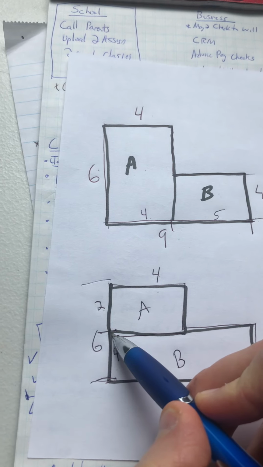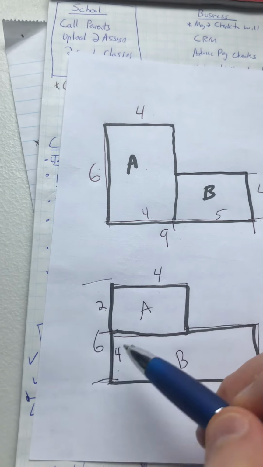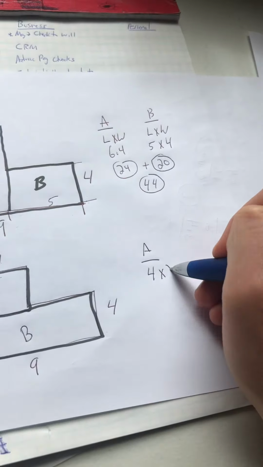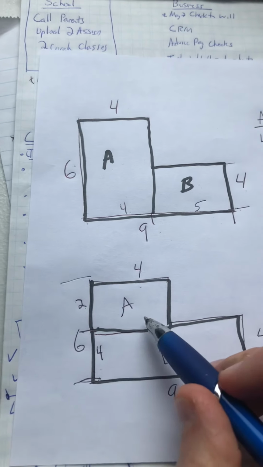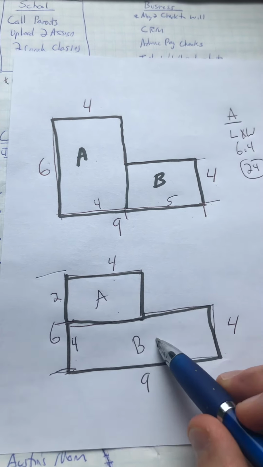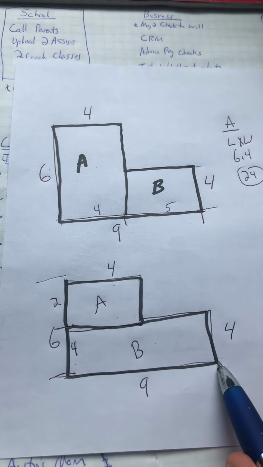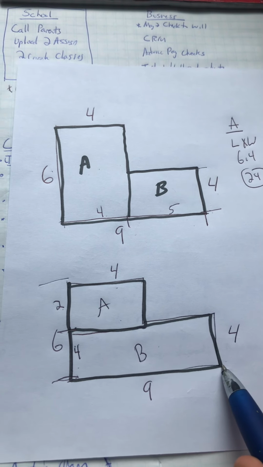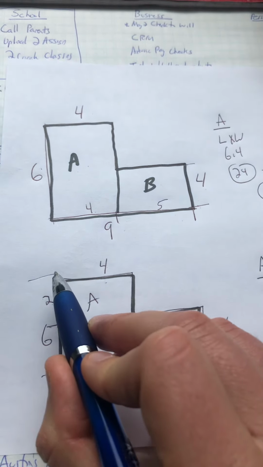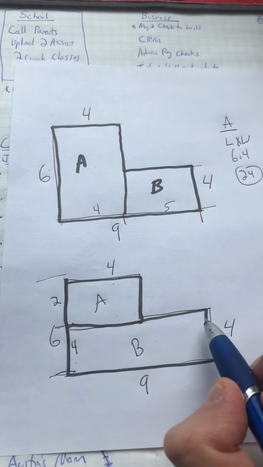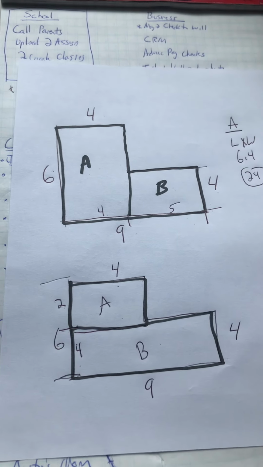So for A, I'm going to use the whole 4 and the 2. I don't use the 6 because that would be the whole length. So I'm going to do 4 times 2, which is 8. So shape A is 8. Shape B, I'm going to use this whole length as 9 because it's not cut up anywhere there. I'm not going to use this 6 because that's the whole thing. I'm only going to use 4 because the width is 4.